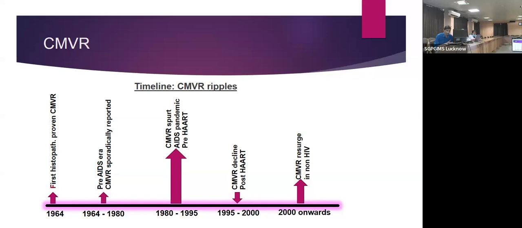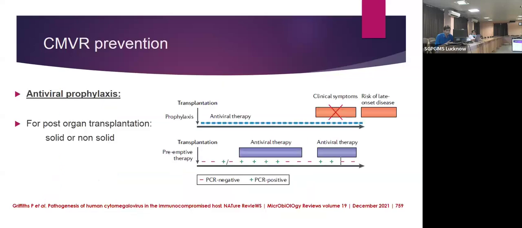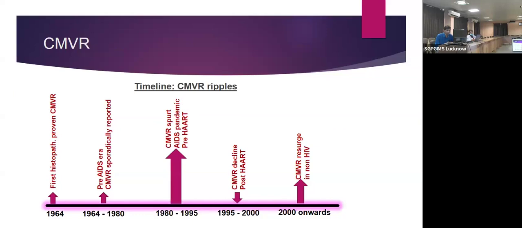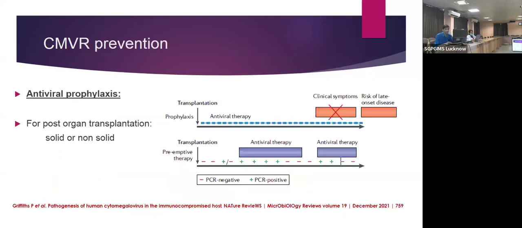And as we can see, this is the timeline of how we have progressed from the first case to the year 2000. Now, CMV getting reactivated in the immunocompromised is one thing. But nowadays, what is happening? We are giving a lot of antiviral prophylaxis.